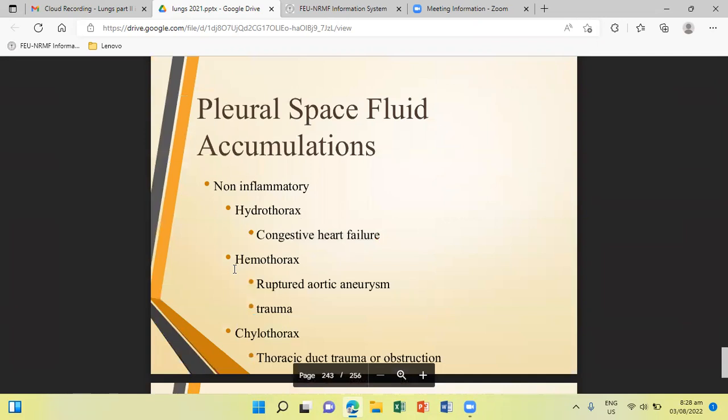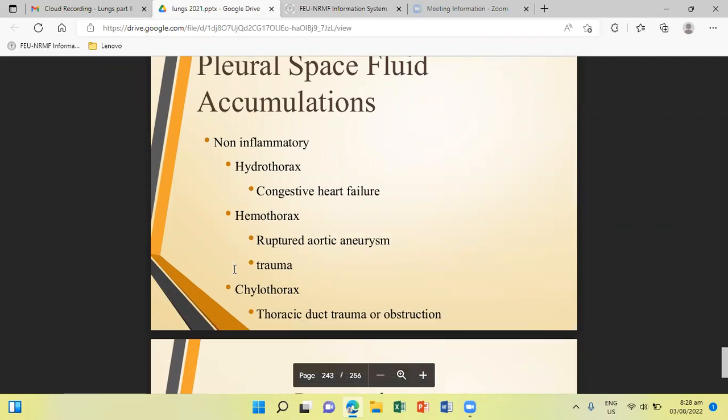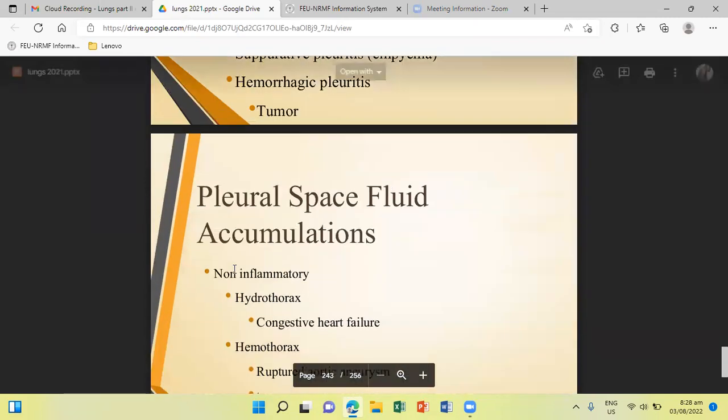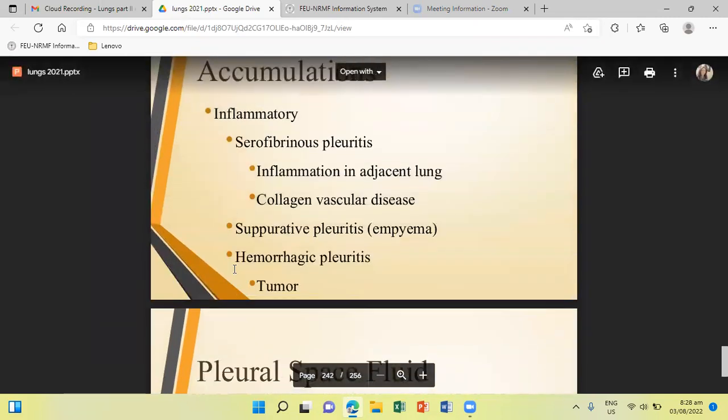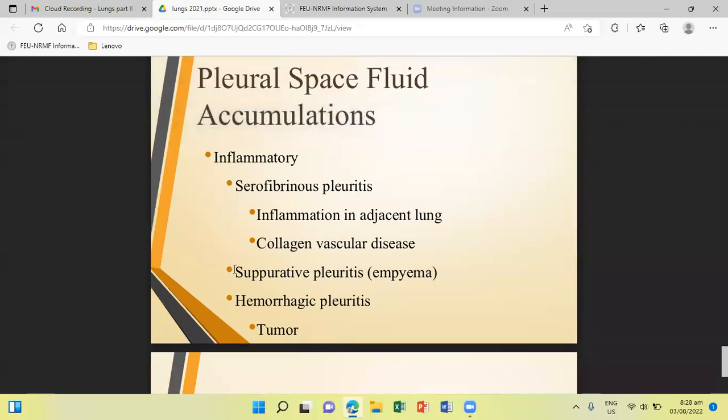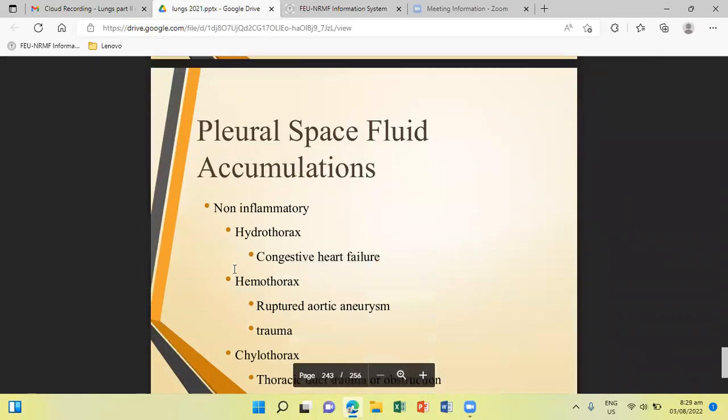So when you aspirate the fluid, you usually do tests on it. The usual is you do a cell count, a diff count. You also do chemistry analysis like protein, LDH. And that being said, together with the correlation of your history and physical exam, you will then be able to classify whether your pleural space fluid accumulation is non-inflammatory or inflammatory in nature.